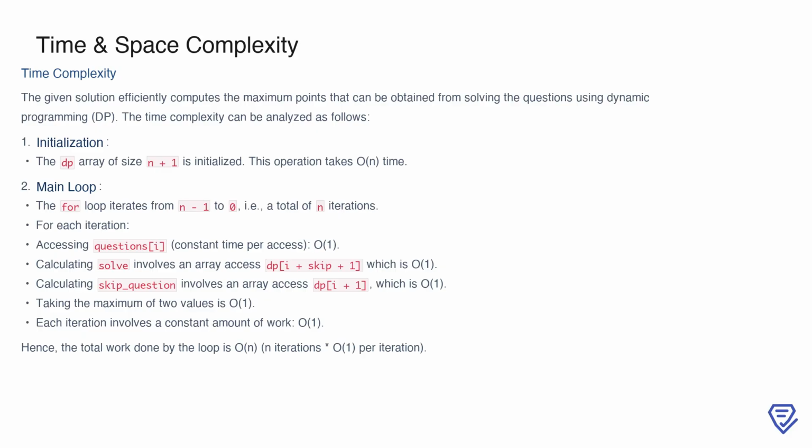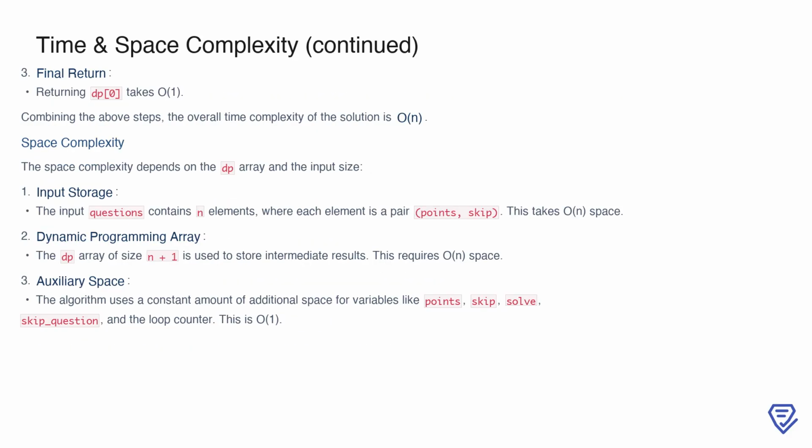Within each iteration, we access the current question's data, retrieve values from the DP array, and calculate the maximum between solving or skipping the question. Each of these operations is constant time, O(1). Since the work done per iteration is constant and there are n iterations, the total time taken by the loop is O(n). Finally, returning the result stored in dp[0] is a direct lookup that takes O(1) time. When we combine all these steps, the overall time complexity of our solution is O(n).